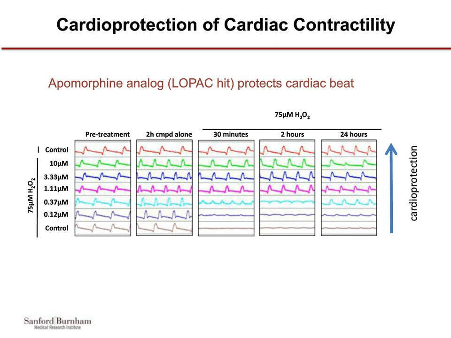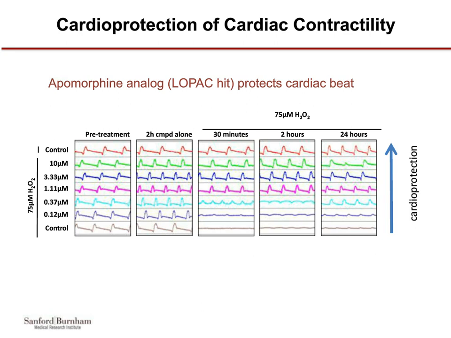So then we can add peroxide to the cells. We added 75 micromole and monitor at a number of time points. So here I'm showing 30 minutes, 2 hours, up to 24 hours. And the brown traces at the bottom are just the control wells that have no apomorphine analog compound added to them, and you can see that that beating pattern is really wiped out once you add the peroxide, and it stays flat over the course of the time period.